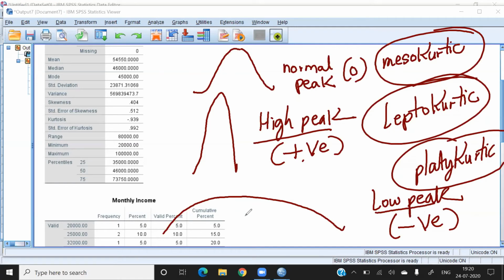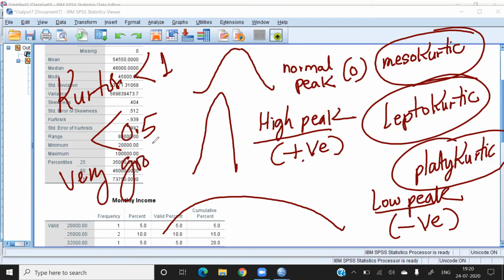So ideally, there are 2 conditions for kurtosis. In any case, your kurtosis value should be less than 1, and if it is less than 0.5, it is very good, right? So if the kurtosis value is less than 0.5, it is considered very good. But if it is more than 1, then it is a problem.